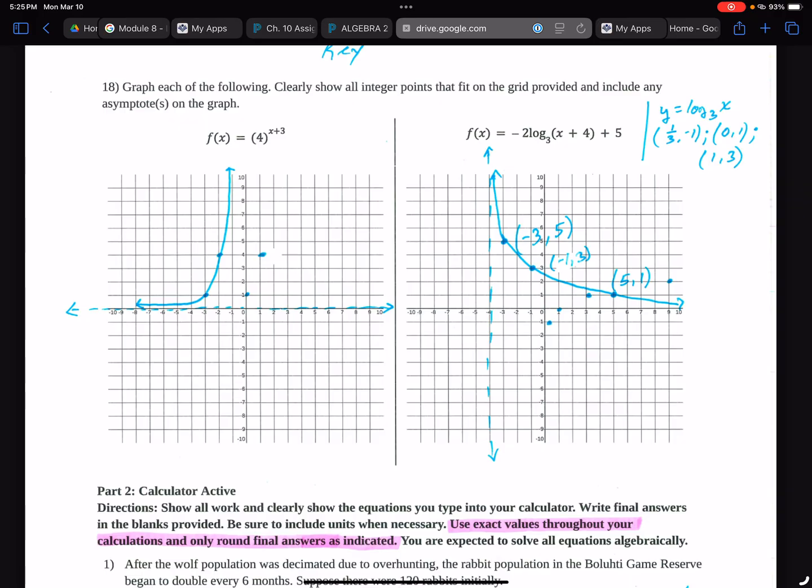So if you plug in 0 for x, then it's like 3. So if you plug, let's just plug that in.